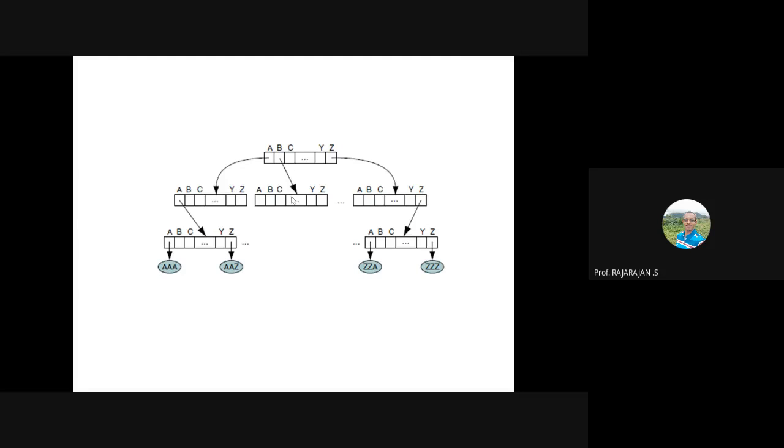Let us assume that you are searching for a particular word which is not in the dictionary. For example, in this example, they have got AAA, AAZ. Let's say I want to search for AAP. Now, what will happen is that you will check whether A is present in the root, and it is present. That means it's not null. So you are going to come to the next level.